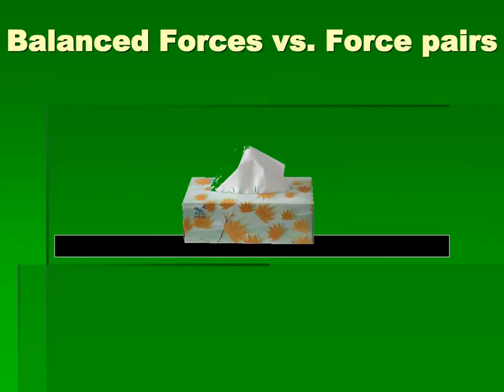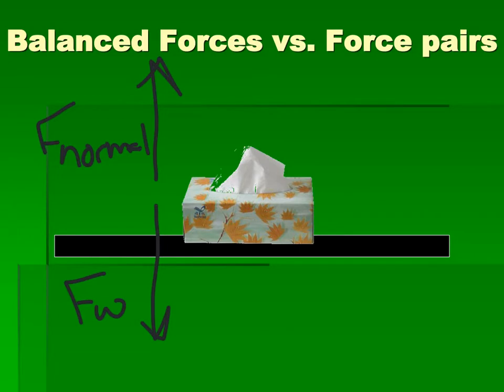If I were to give you the example with this Kleenex box here, balanced forces versus force pairs, well, let's look at the forces acting on this object. So Kleenex box is sitting on a table. If I say that this object has force of weight, well, it does. It has a force of weight acting down. And then acting upward, the table exerts a normal force. So that is going to be a balanced force versus a force pair.